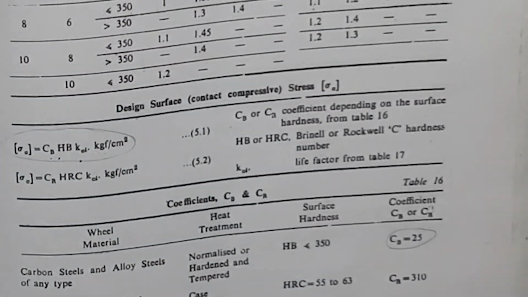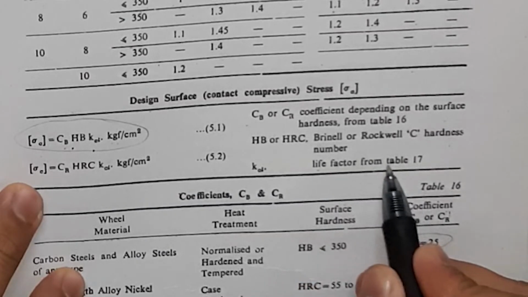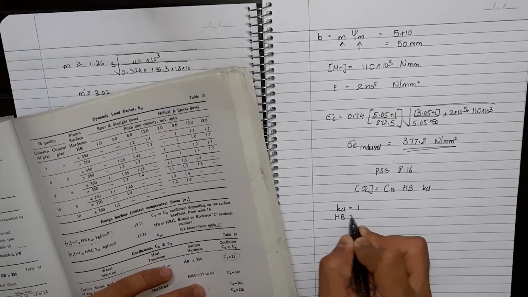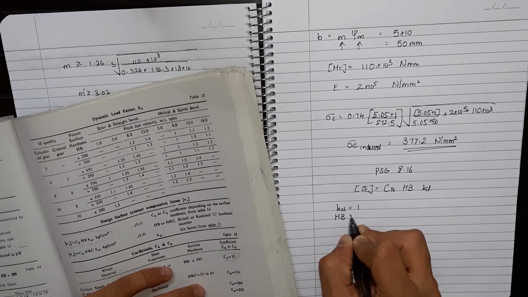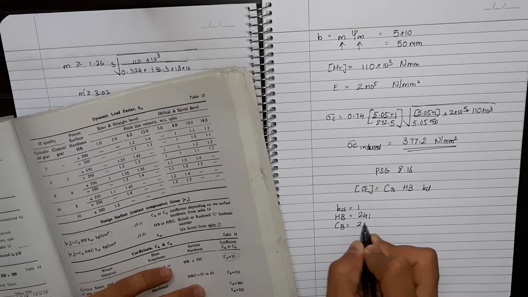Now the value for KCL, you can find it here. It is a life factor, and you can find it from table number 17. As you know, the value of KCL is 1, but the inner hardness value is 241. The value of CB is 25. I'll show you how.